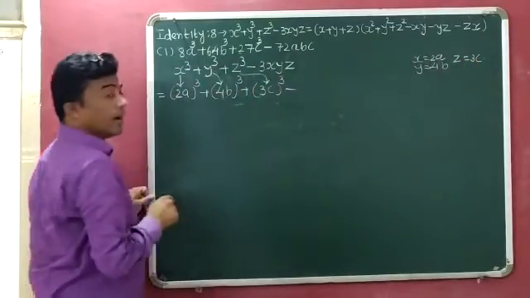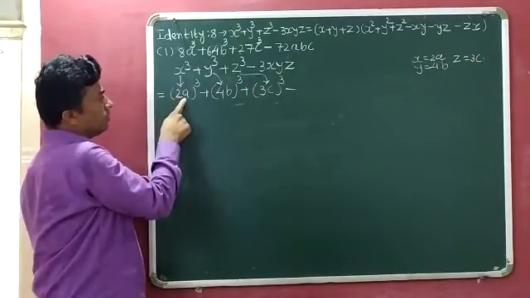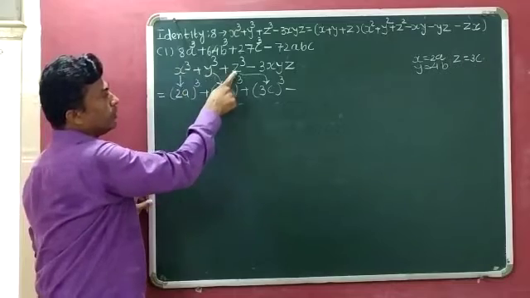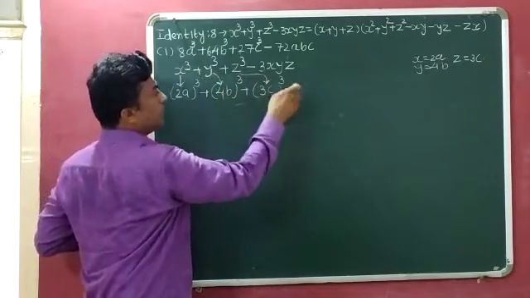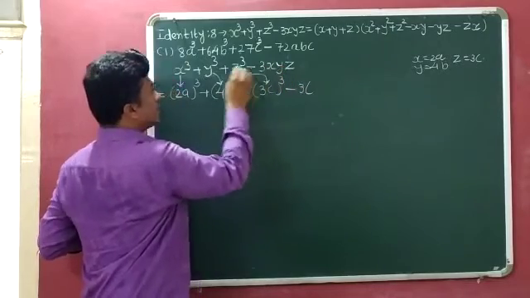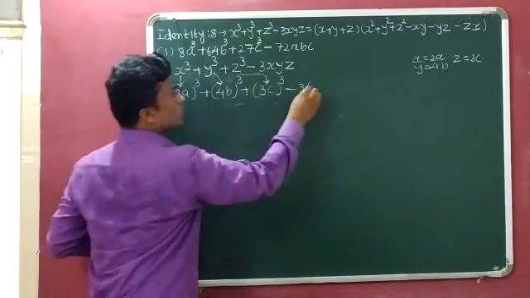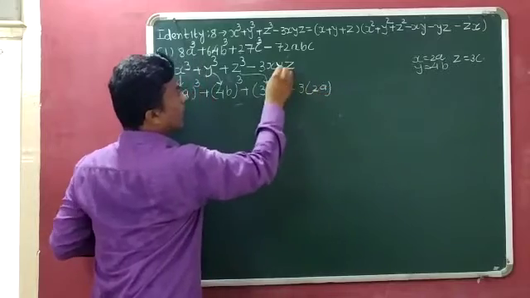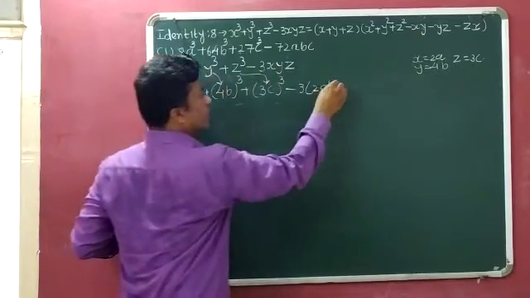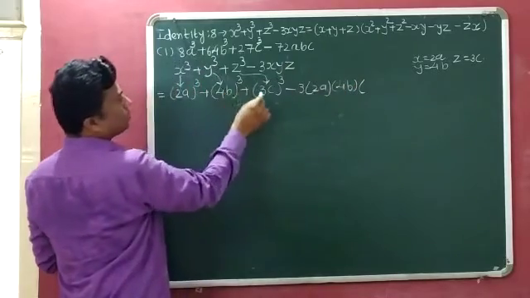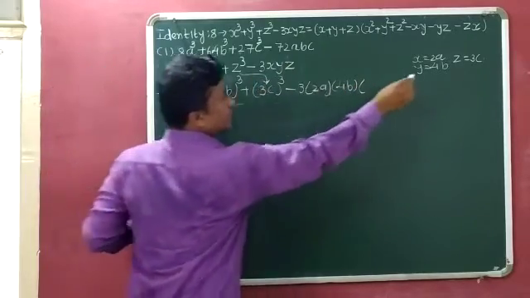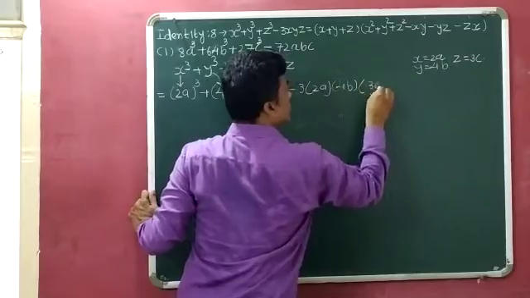Now see children, we can consider x is equal to 2a, y is equal to 4b and z is equal to 3c. Now this minus, then minus, 3, then 3. Now x is equal to what? 2a. So we write 2a. y means what? 4b. So we write 4b. z means what? z means 3c.